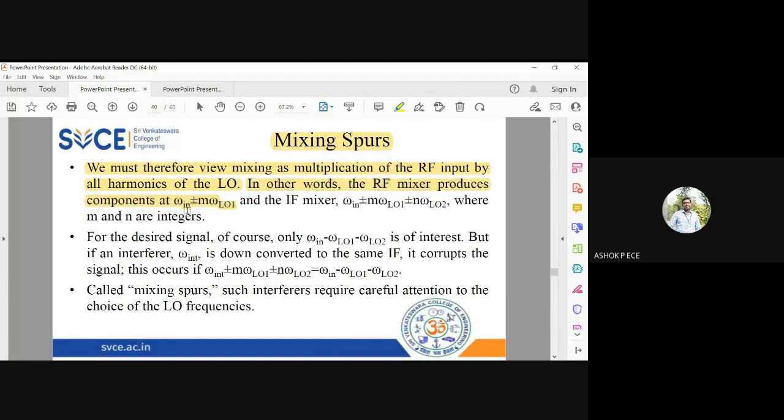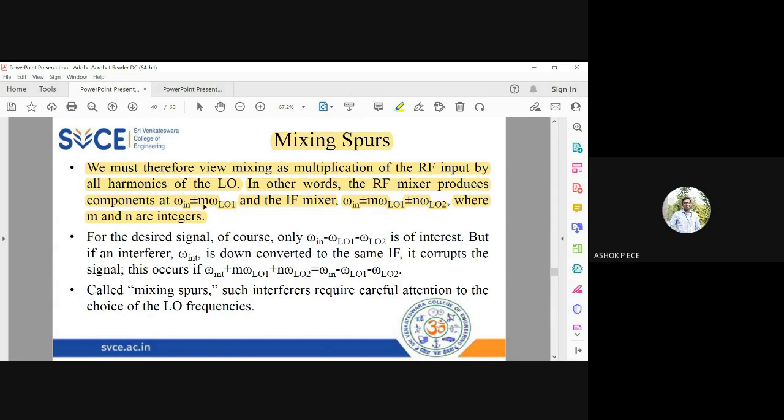omega in plus or minus m times omega LO1, as per the Fourier series. And this is going to go as input to the IF mixer. It is going to produce its own Fourier series terms, omega in plus or minus m omega LO1, plus or minus n times omega LO2, where m and n are integers. So ideally, sorry, m will be 1 and n will be 1.